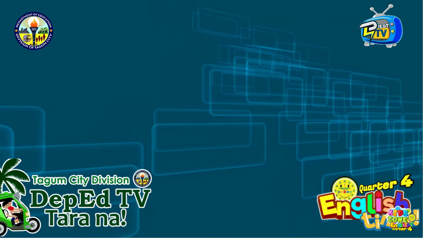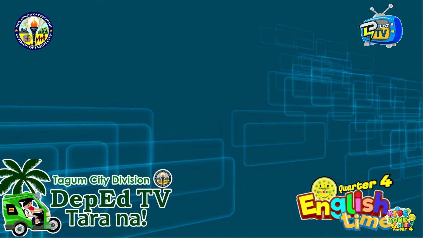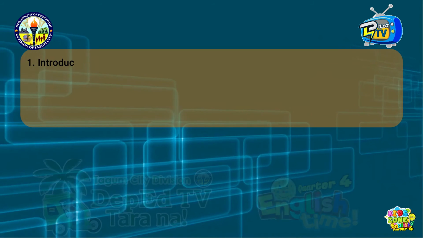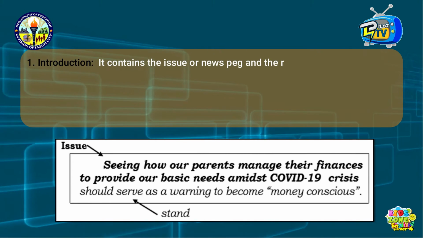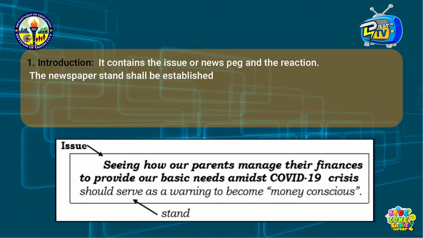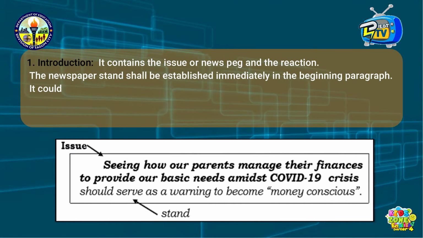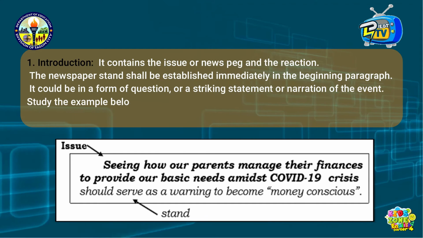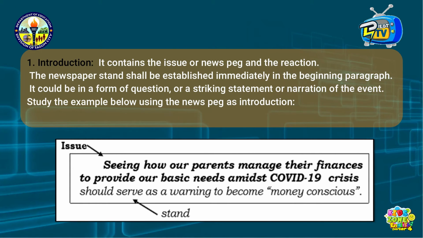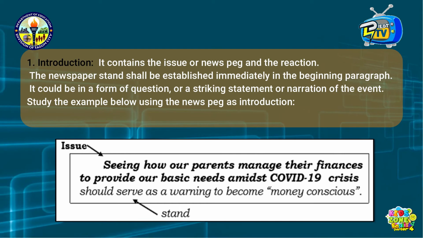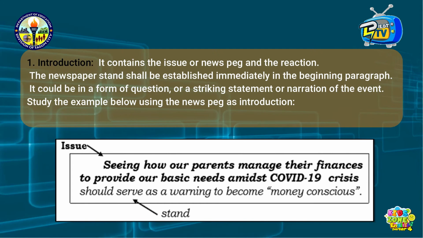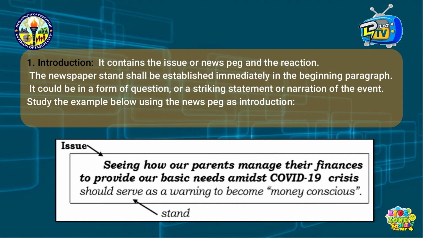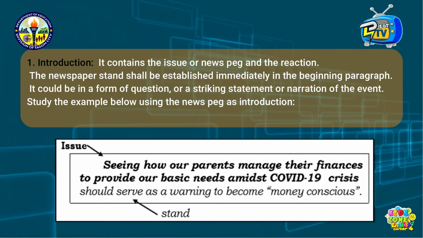Regardless of the point of view or length of the editorial, there is a preferred structure for writing one. Number 1, introduction. It contains the issue or news peg and the reaction. The newspaper stand shall be established immediately in the beginning paragraph. It could be in a form of question or a striking statement or narration of the event. Study the example below using the news peg as an introduction.